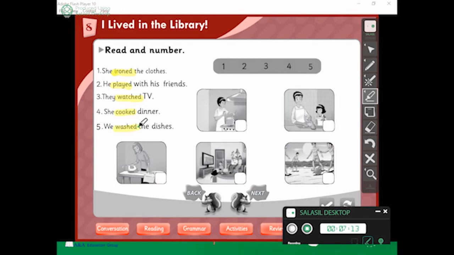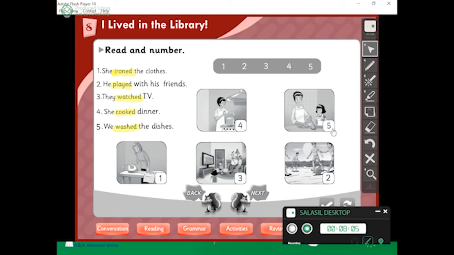You also order these numbers according to the pictures. Number 1, she ironed the clothes, or clothes, two pronunciations. Number 2, he played with his friends. This is number 2. Number 3, they watched TV. This is number 3. Number 4, she cooked dinner. This is number 4. The last one, we washed the dishes. This is number 5. Now let's move to exercise F on page 47 also.